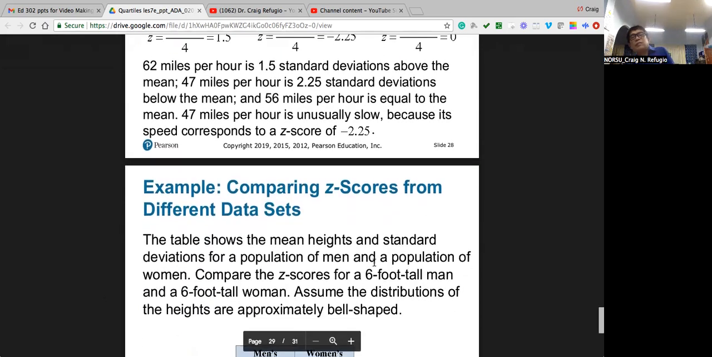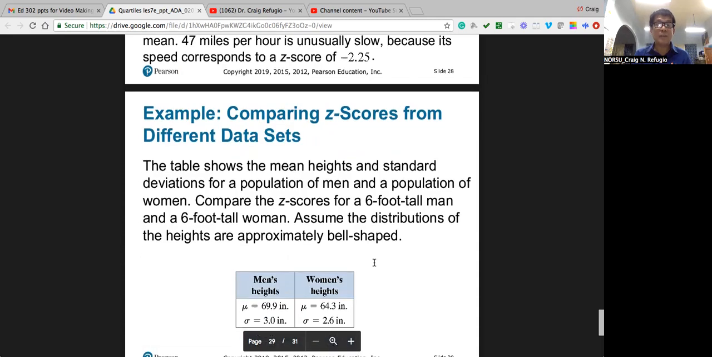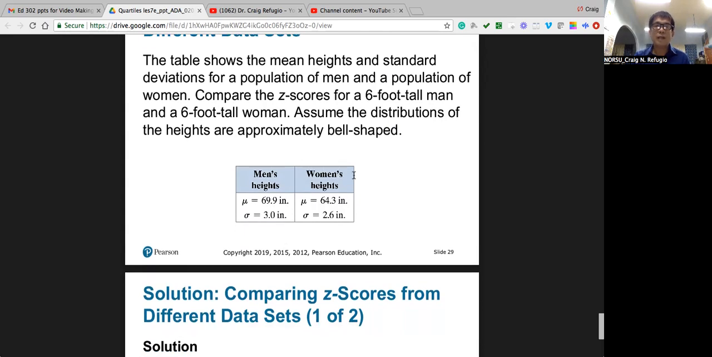So comparing the z-scores from different data sets, the table shows the mean heights and standard deviations for a population of men and a population of women. Compare the z-scores for a 6 foot tall man and a 6 foot tall woman. Assume the distributions of the heights are approximately bell-shaped. So here are the given. Men's height: population mean 69.9, sigma is 3.0. Women's height: mu is 64.3, and sigma is 2.6.